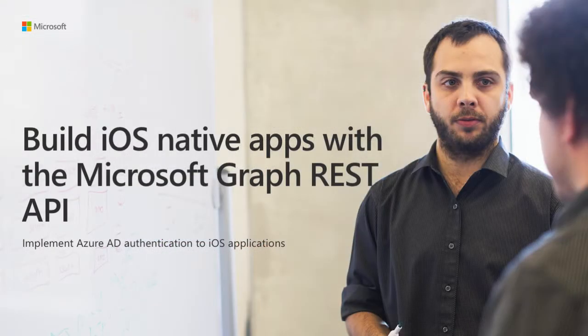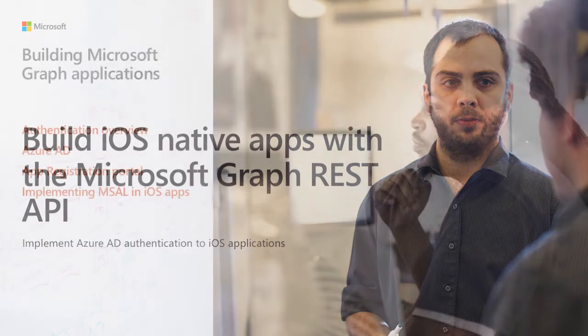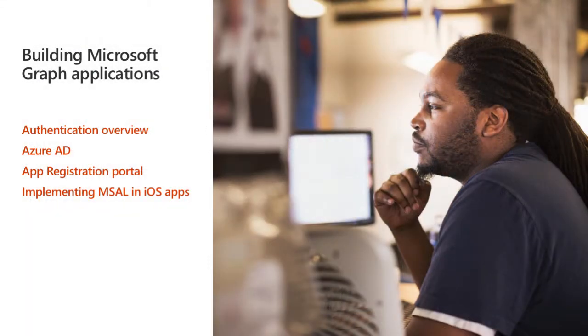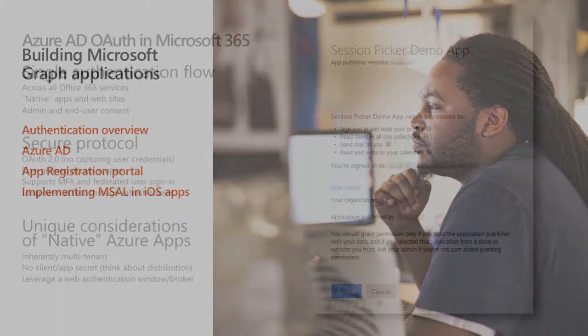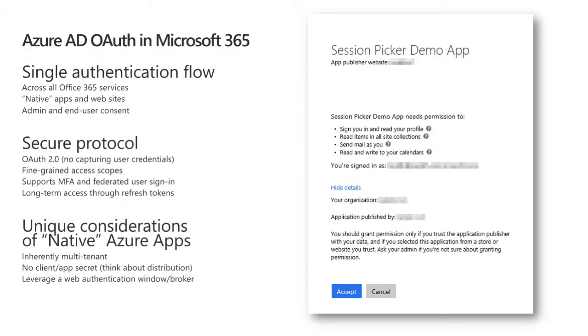Now in this section, we're going to extend our application to support Azure AD authentication in our iOS app. Specifically, we're going to look at leveraging the app registration portal, and then implementing MSAL for iOS applications. Now, the Microsoft Graph leverages Azure AD like so many other applications that we have out there. And we've already gone through a lot of the different topics here that I've talked about in the previous section.